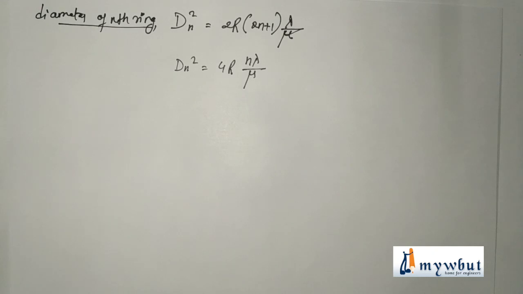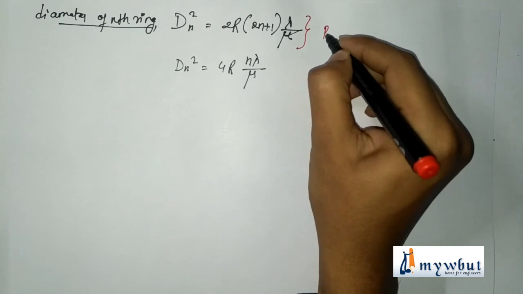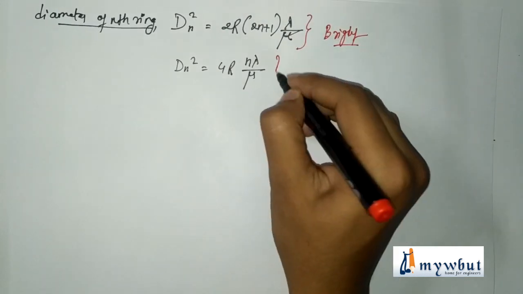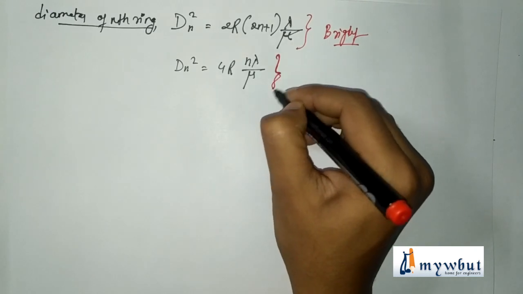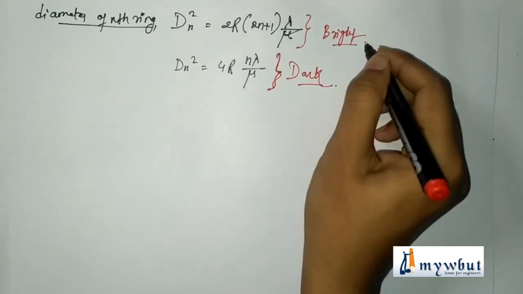So let me write that down for you all. This is for bright fringe, and this formula here is for dark fringe.